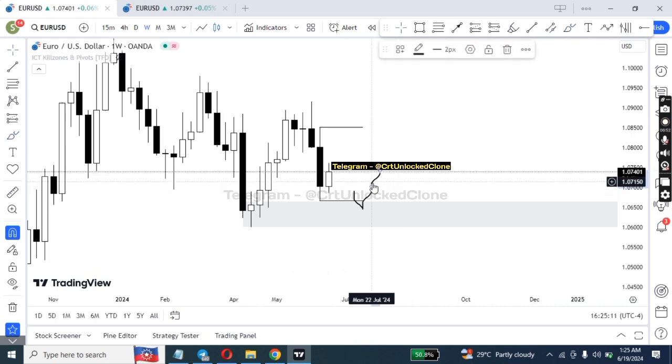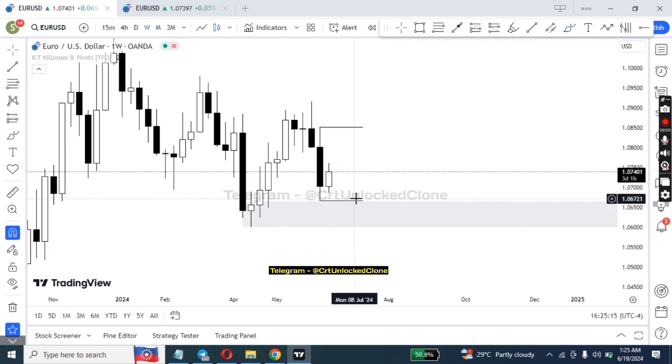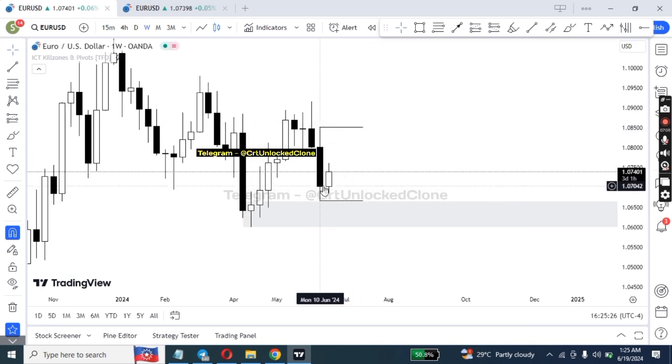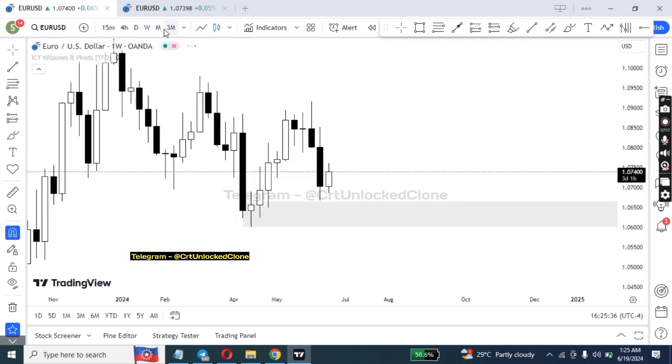Now, as I said, we're going to first of all expect this CRT low to be taken, and then we're going down to the lower time frame, and then based off of the price action on the lower time frame, we are going to decide either we want to treat this candle as a CRT or not, right? Now we actually haven't done it yet, so we are going to go down to the daily time frame and see how price action is forming there, right?